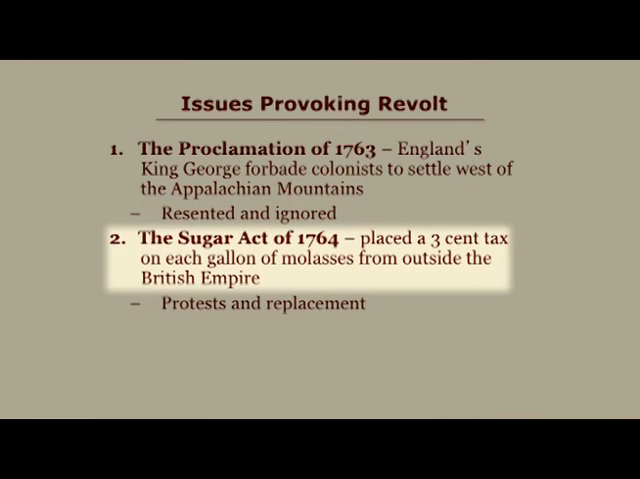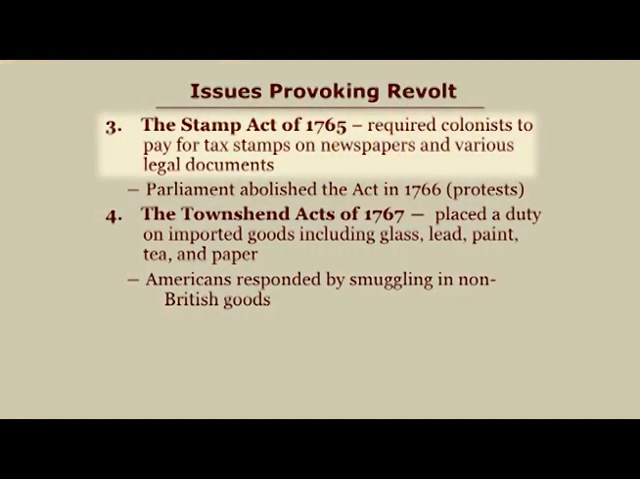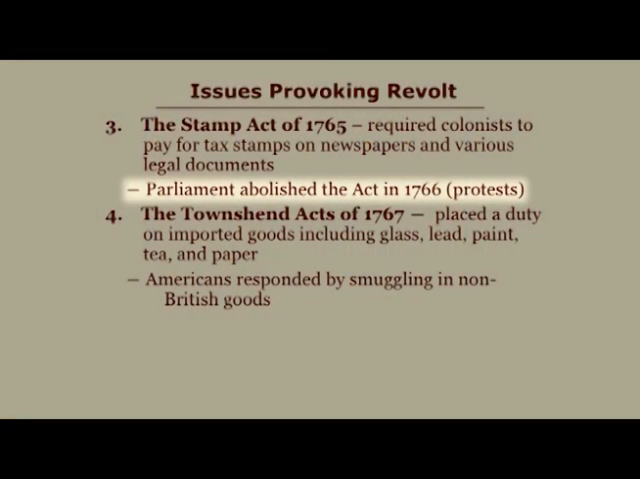Then, a year later, there was an act called the Sugar Act, and it placed a 3-cent tax on each gallon of molasses from outside of the British Empire. This was one of those new taxes, and there were protests and finally replacement of the law. Then there was a Stamp Act in 1765, and that required the colonists to pay for tax stamps on newspapers and various legal documents. Again, a new tax. It angered the Americans. They protested, and Parliament abolished the act a year later.